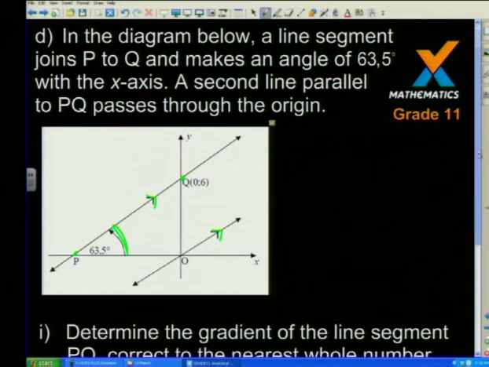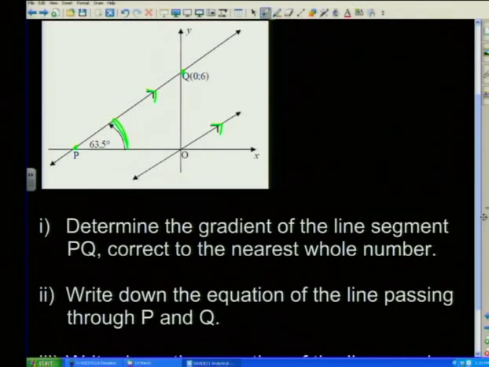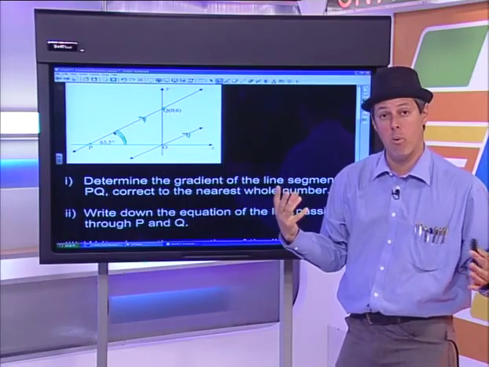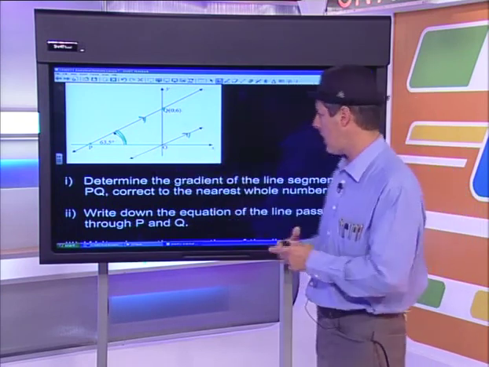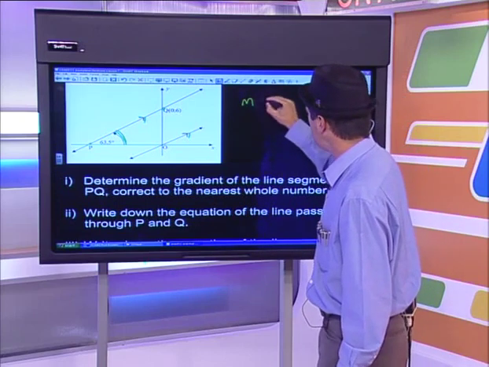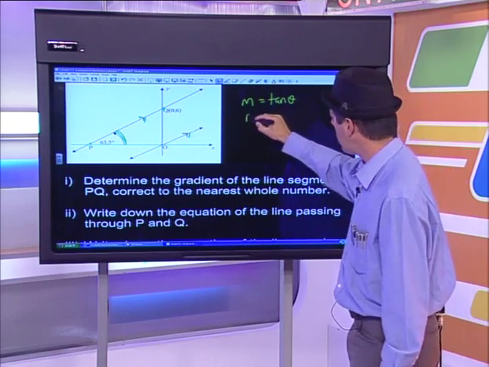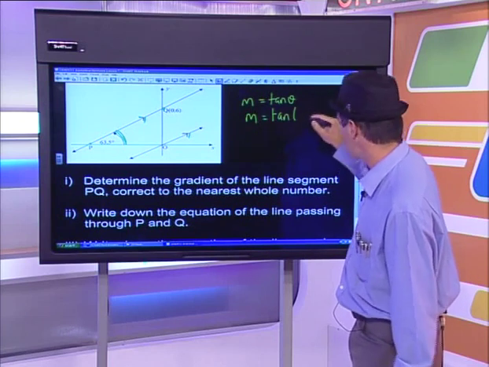So let's now go down to the questions. Okay, so I'm going to keep the diagram on our screen. And it says, determine the gradient of the line segment PQ, correct to the nearest whole number. So I want to find this gradient. I don't have the point P. I have got the point Q, but I don't have the point P. But what I can do is use my angle of inclination. So remember that m is equal to the tan of your angle. And so when I'm finding the gradient, I will just put in my theta. And so it's going to be the tan of 63.5.